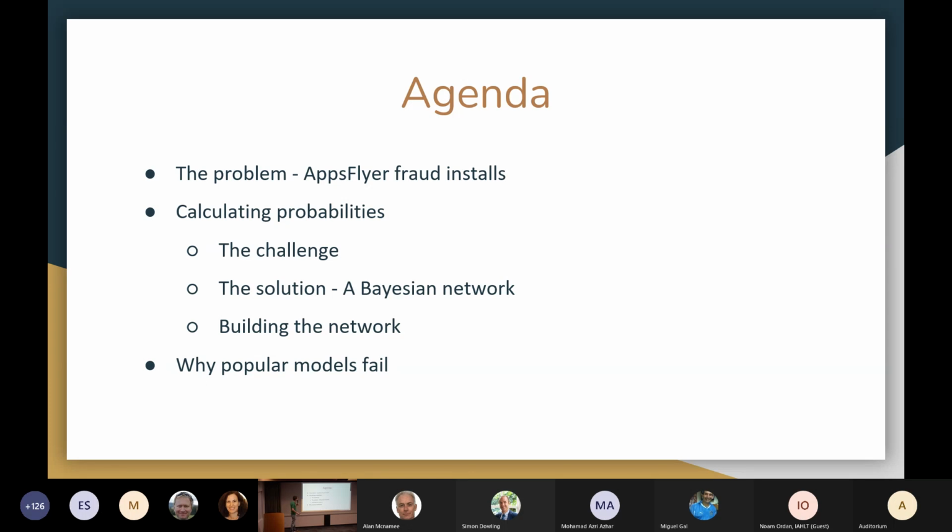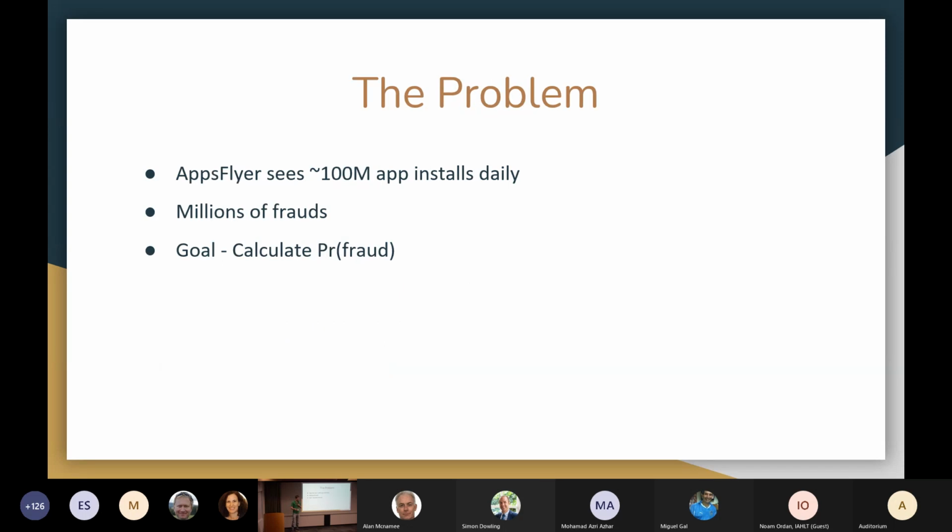And then I'm going to talk about how we actually build this Bayesian network and how we use it to infer the probabilities. Cool. And eventually, I'm going to wrap it up and talk about some other models and why they don't handle this problem of multiple categorical variables very well. Popular models like neural networks and decision trees don't work very well. I'm going to talk about that.